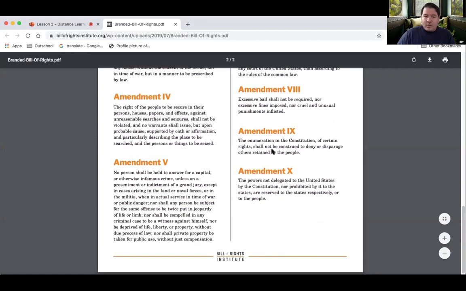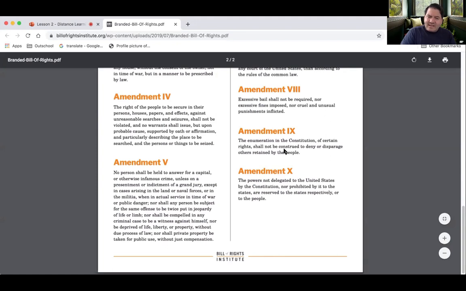The Fifth Amendment: No person shall be held to answer for a capital or otherwise infamous crime unless on a presentment or indictment of a grand jury, except in cases arising in the land or naval forces, or in the militia, when in actual service in time of war or public danger. Nor shall any person be subject for the same offense to be twice put in jeopardy of life or limb. So this secures us from self-incrimination. If you ever heard someone say, I plead the fifth, this is what they're discussing.